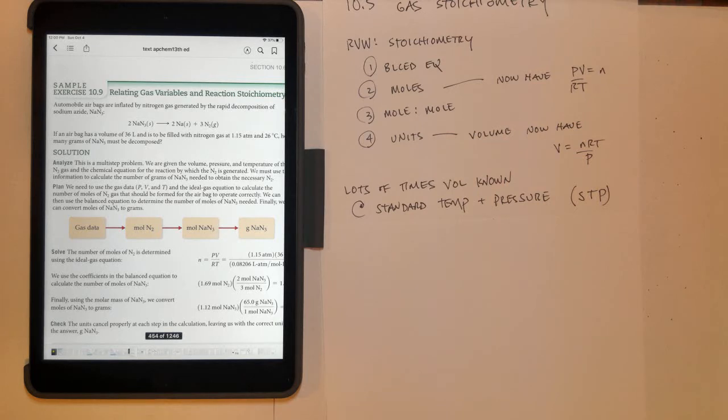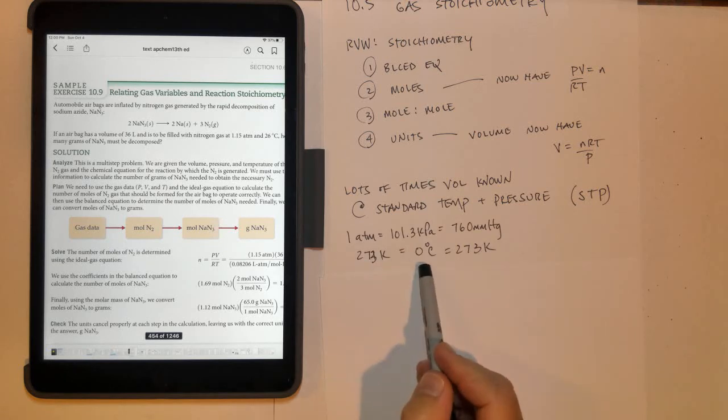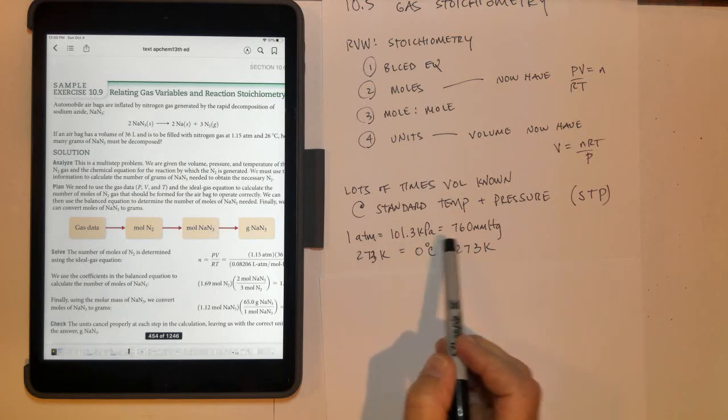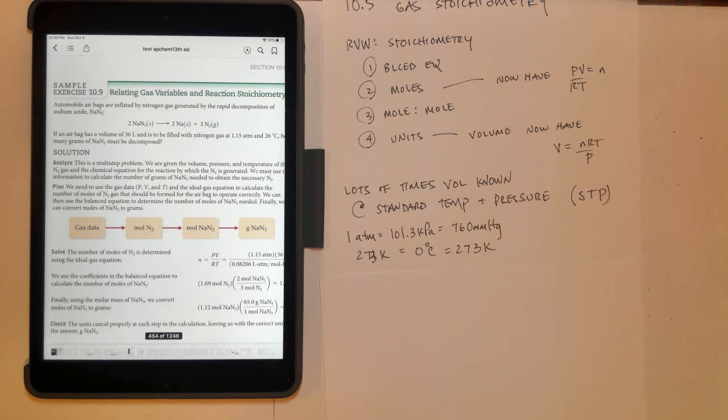So lots of times the volume is known at standard temperature and pressure, or you want to know the volume at standard temperature and pressure. And standard temperature and pressure is many times abbreviated STP. So standard temperature is 273 Kelvin, 0 degrees Celsius, and standard pressure is 1 atmosphere, or 101.3 kilopascals, or 760 millimeters of mercury, the pressure at sea level. That is assumed to be if the weather is okay at those conditions. So then it's easy to compare these volumes of gas to one another.